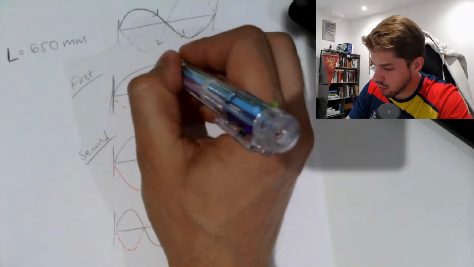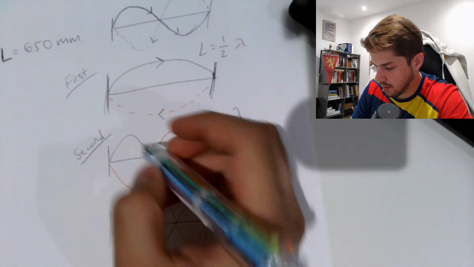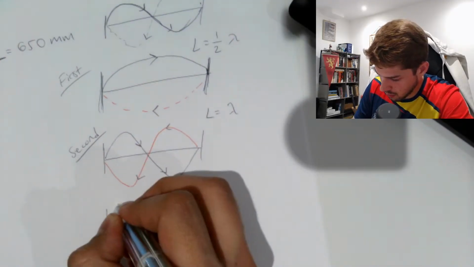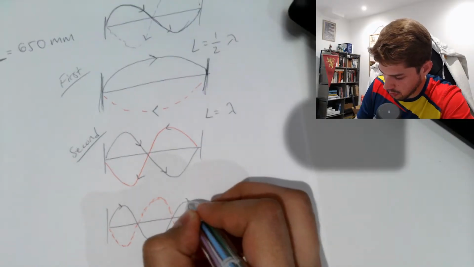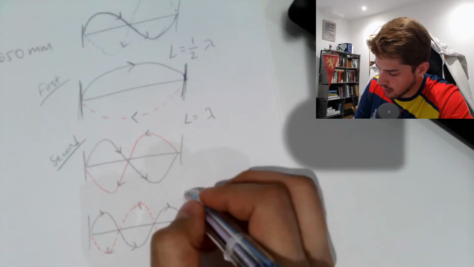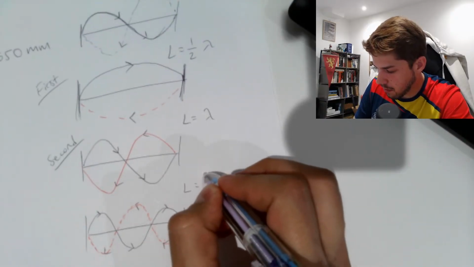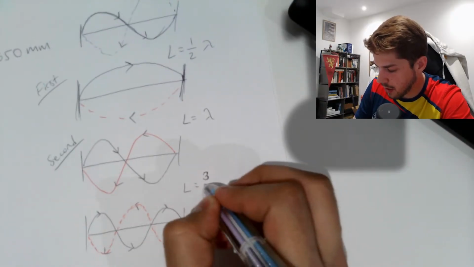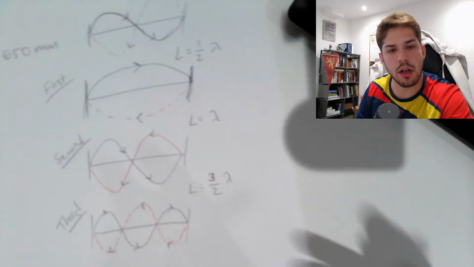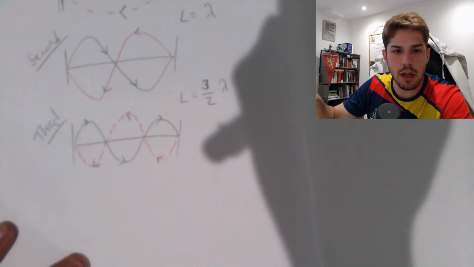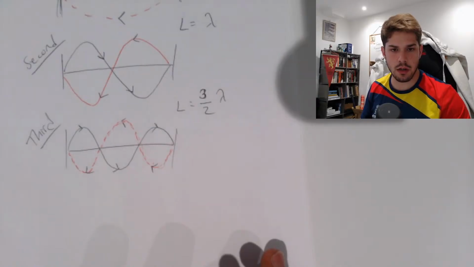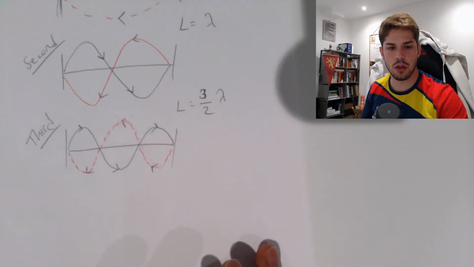Let's add some arrows. And in here, the length is 1.5 the wavelength. And this is the third harmonic, which is what they were asking me in the question. Easy peasy, lemon squeezy. Let's scroll down and solve the second question.